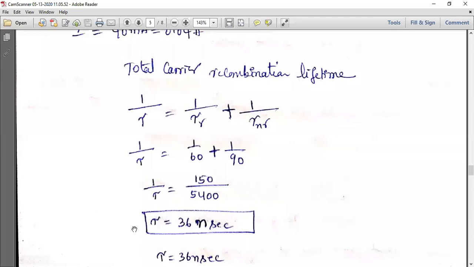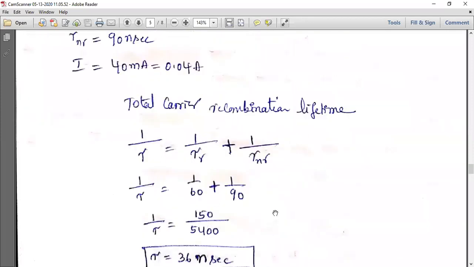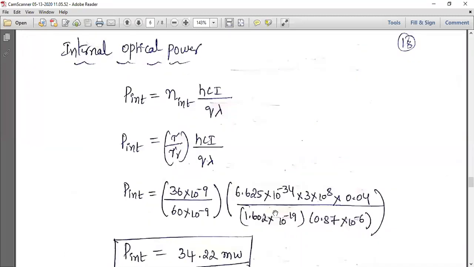So this is the total lifetime of recombination in the active region, considering both the radiative recombination, which generates the light, as well as the non-radiative, which generates the heat. So that is your tau. Okay, so this is tau. Now we have to calculate the internal optical power. So this is what we have derived.